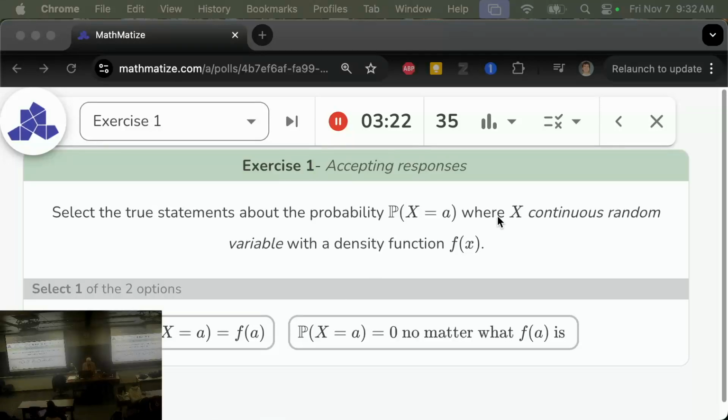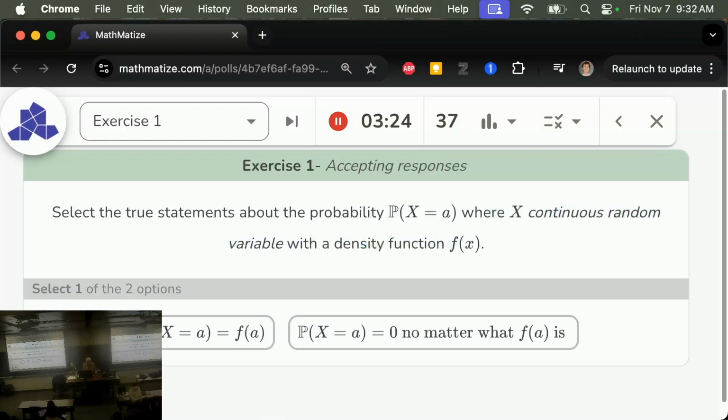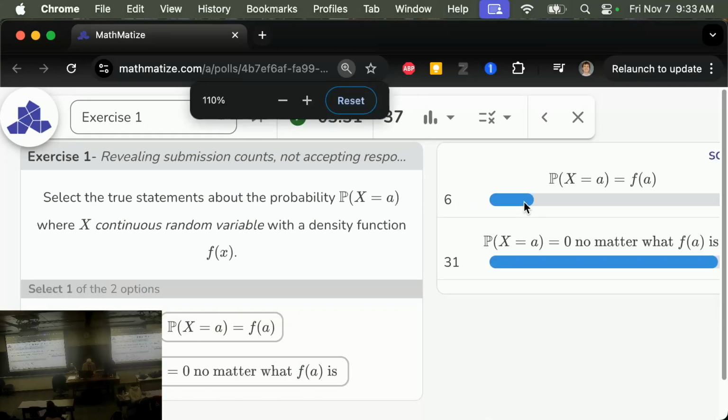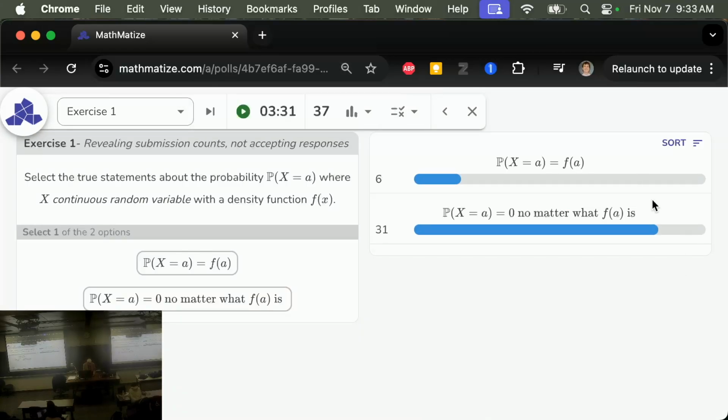So you have a continuous random variable. What is true about the probability that it's equal to some particular value? The probability x equals a. And what did people say? All right, at an overwhelming majority of 31 to 6, people have realized that it is 0 no matter what f is. And once again, this is because f tells you the height.